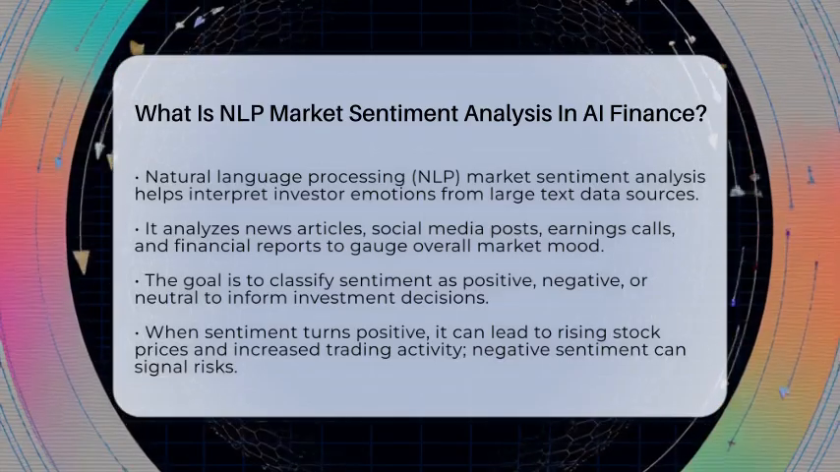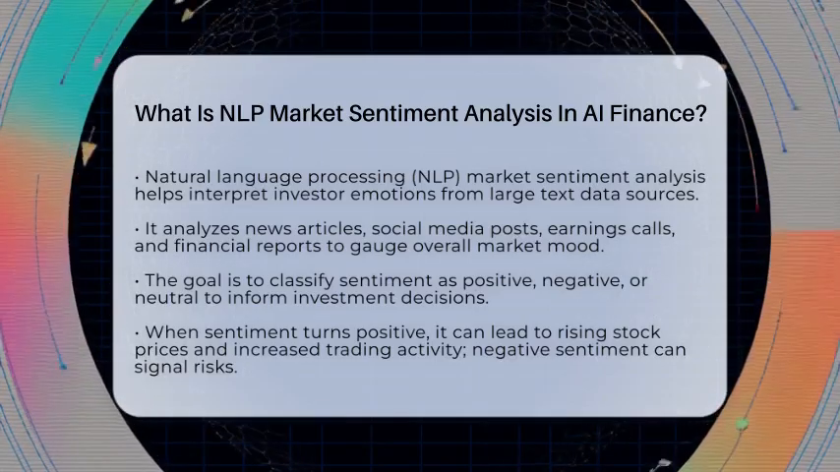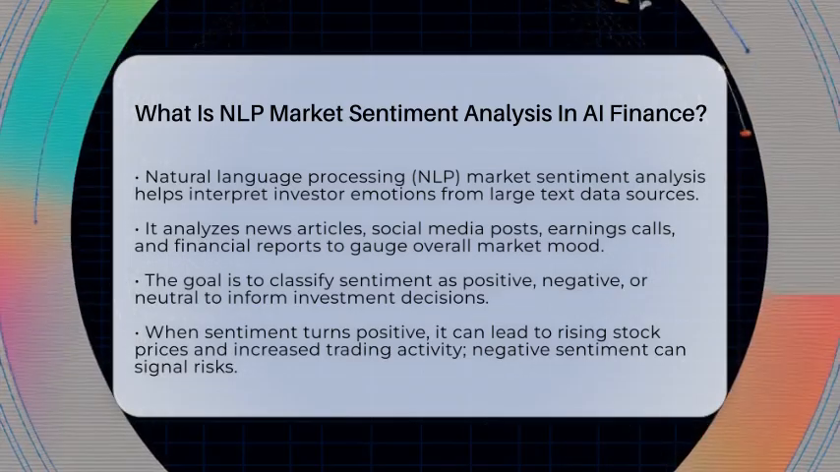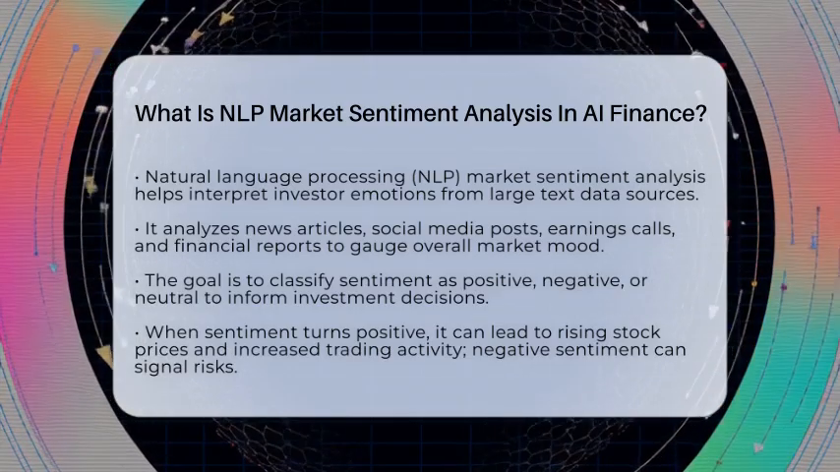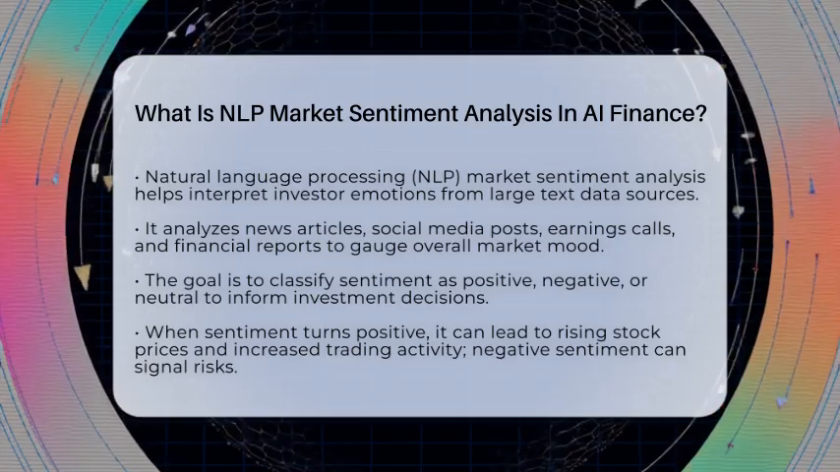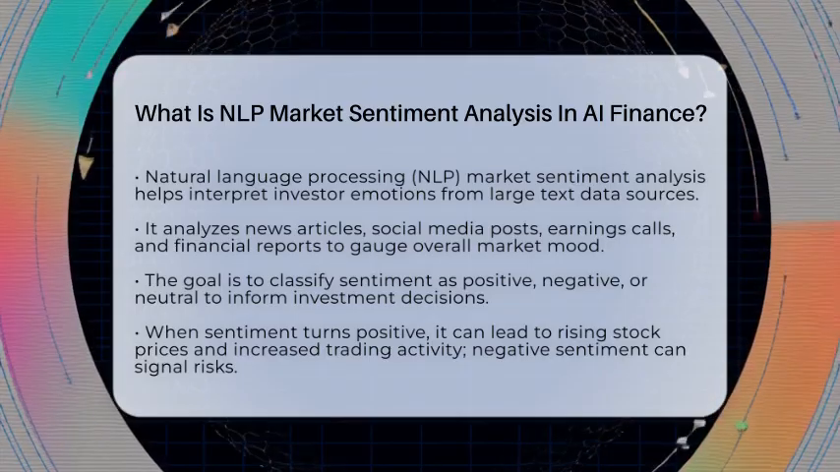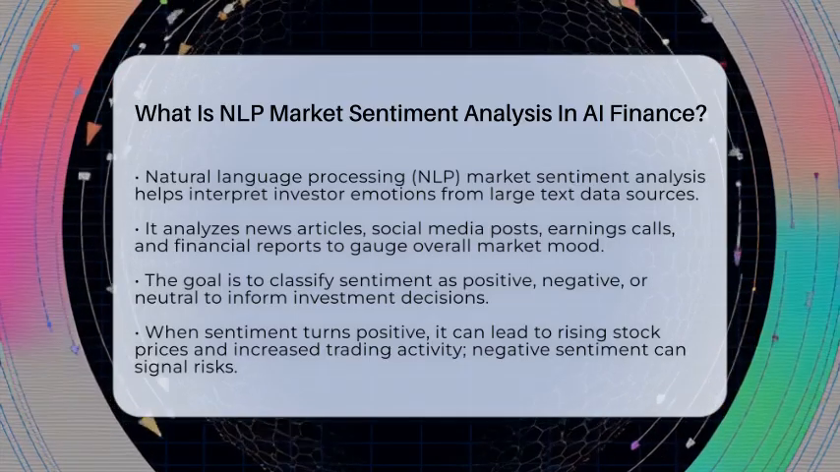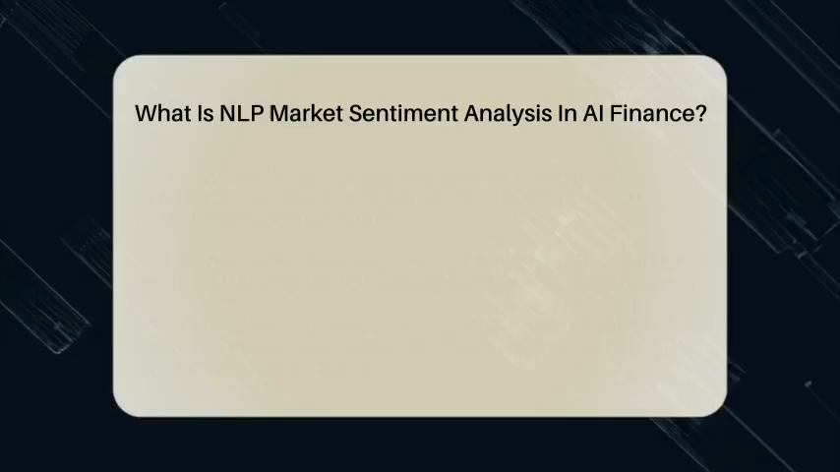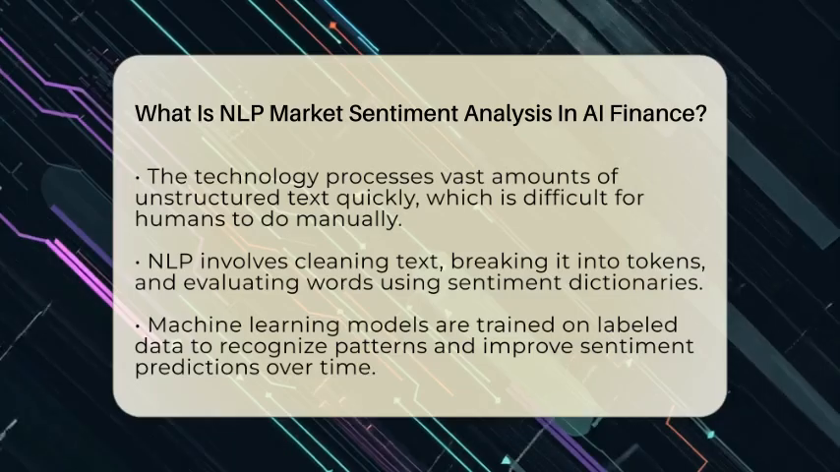The goal is to figure out if the overall sentiment is positive, negative, or neutral. This process helps investors and financial institutions see how the market is feeling about certain stocks or the economy as a whole. When sentiment turns positive, it can lead to rising stock prices and increased trading activity. If sentiment becomes negative, it might signal a downturn or risk. This kind of analysis is especially useful because it can process huge amounts of text quickly, something humans find difficult to do manually.